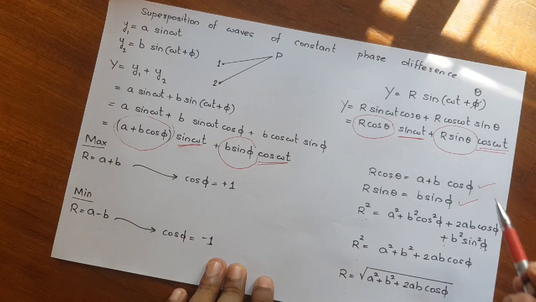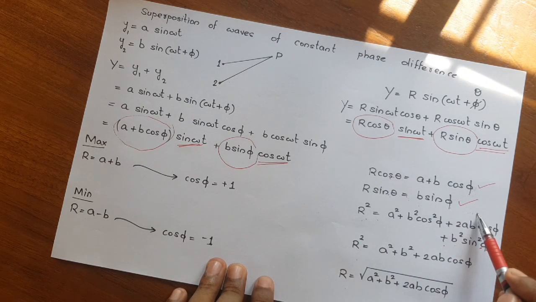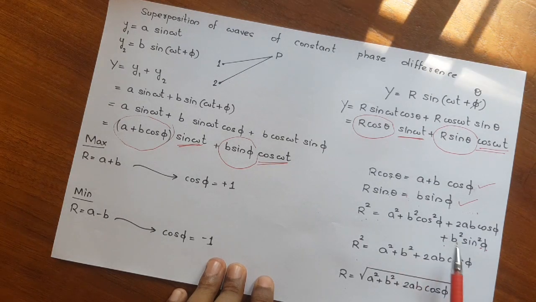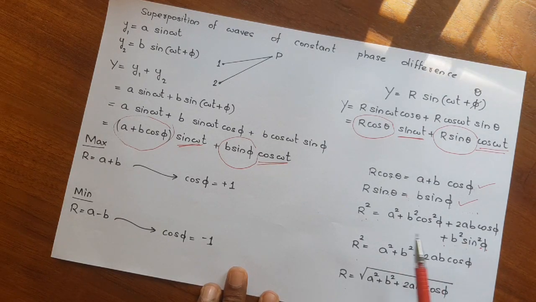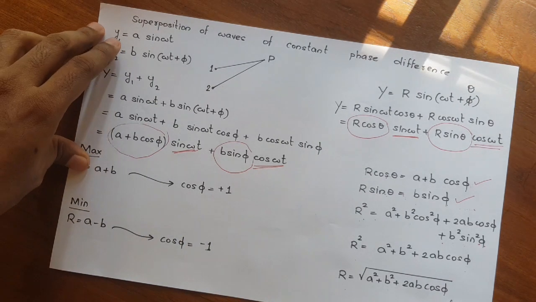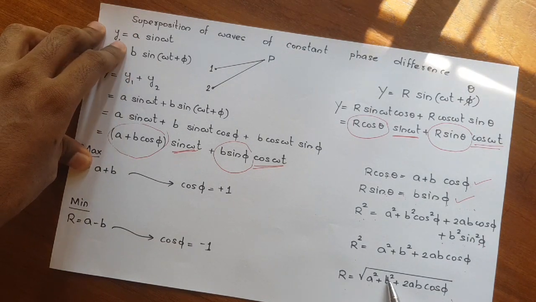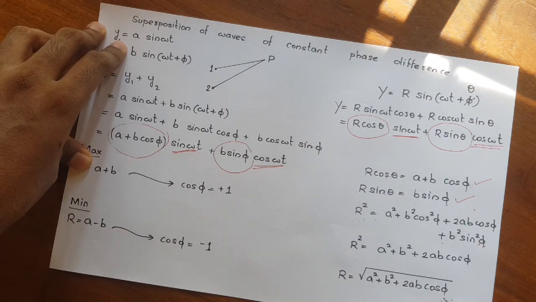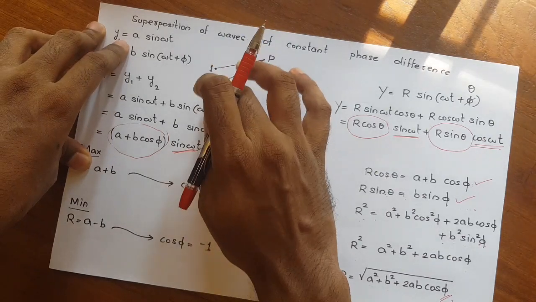So this equation is nothing but squaring and adding these two equations. And here there is b square cos square phi, there is b square sin square phi, b square can be taken as common, cos square phi plus sin square phi, that is 1. Again this equation reduces to a square plus b square plus 2ab cos phi, which gives the resultant amplitude equation of the wave at the point P, which is the square root of a square plus b square plus 2ab cos phi. So here we have assumed two waves having constant amplitude. So a will not change, b will not change, ab will not change. Then the resultant amplitude is decided by the factor phi, which is nothing but the phase difference between these two waves.